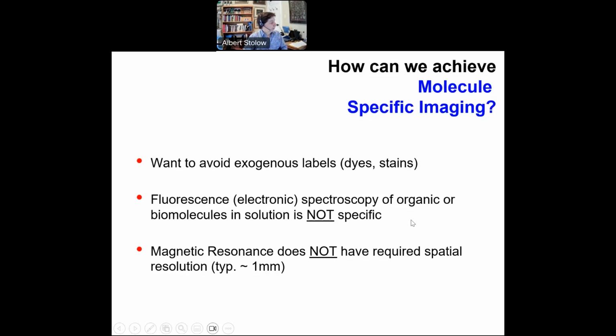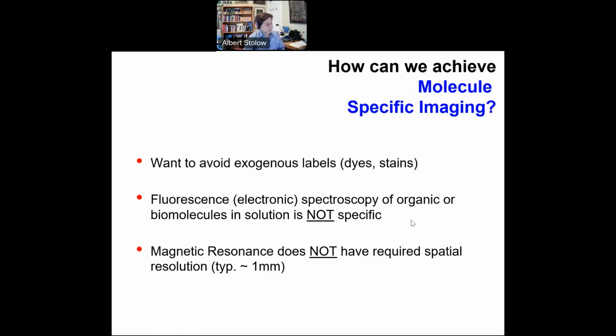Well, fluorescence, which is electronic spectroscopy of organic or biomolecules in solution, is not very specific. It's not diagnostic. Many things can fluoresce if you shine UV light. DNA, proteins, and so on, they can all fluoresce, but we cannot tell them apart from their fluorescence. So it's not specific.